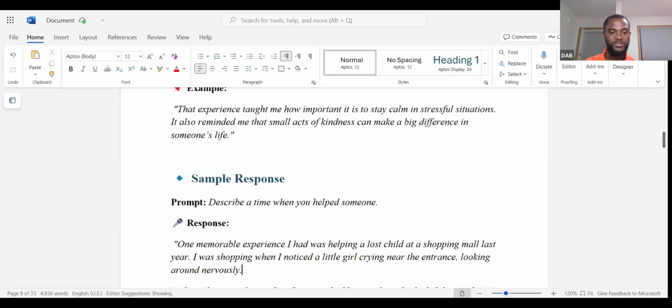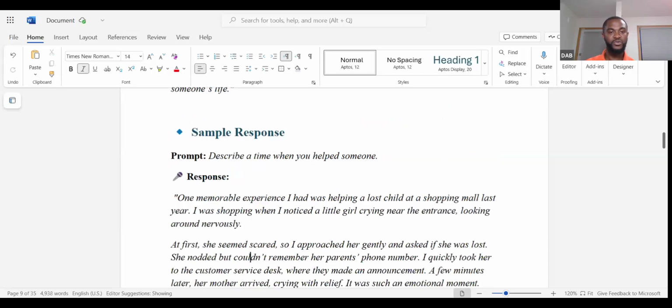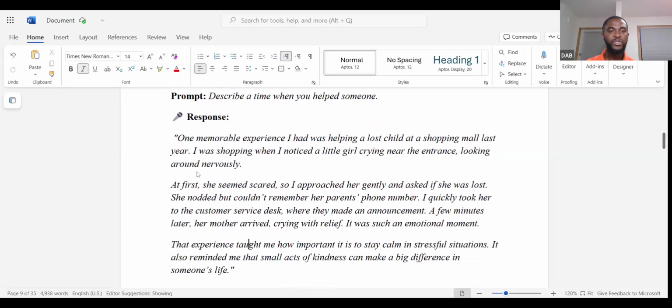So, you have a sample response here. Describe a time when you helped someone. This is a sample response. One memorable experience I had was helping a lost child at a shopping mall last year. I was shopping when I noticed a little girl crying near the entrance, looking around nervously. At first, this is where the person has started to describe what happened. Where it happened is the shopping mall. How it happened is what the person is about to say.